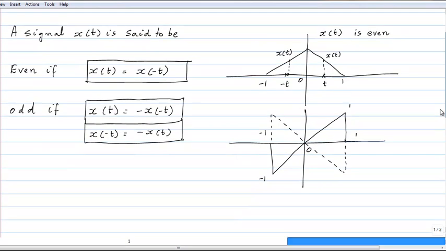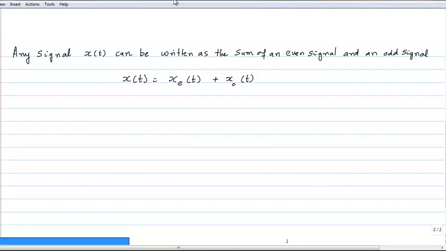So one of the interesting things about even and odd signals is the fact that any signal x of t can be written as the sum of an even part and an odd part, or the sum of an even signal and an odd signal. So any x of t can be written as x sub e of t, which we call the even part of the signal x of t, and x sub o of t, which we call the odd part of x of t. It turns out any signal x of t can be written this way.